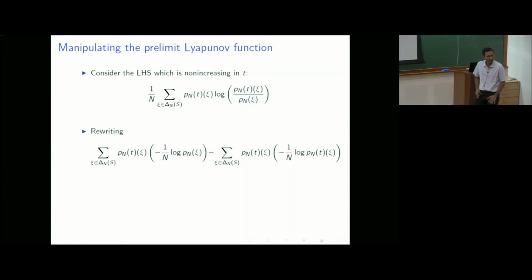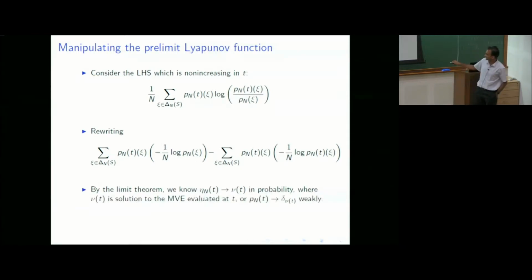Once you write it in this form, it's clear that there is a natural Lyapunov function. By the limit theorem that I had mentioned, as n particles go to infinity, we get the McKean-Vlasov equation. Eta_n(t) converges to nu(t) in probability. What that essentially means is that P_n(t) converges weakly to a point mass at nu(t). So it concentrates at this particular location. If we can say something about these two quantities, then we are in business.